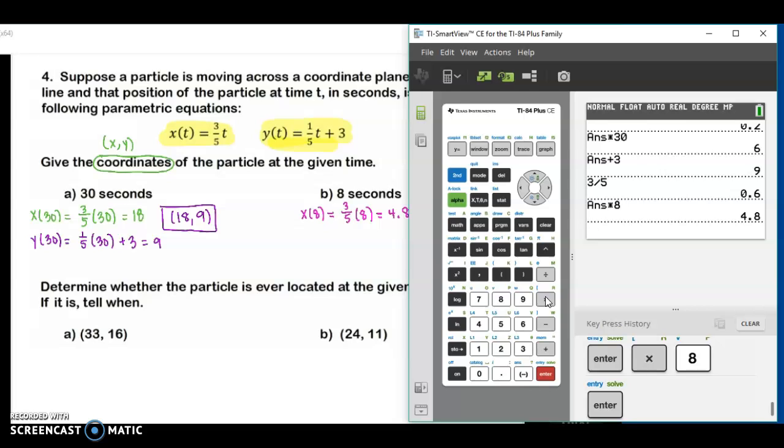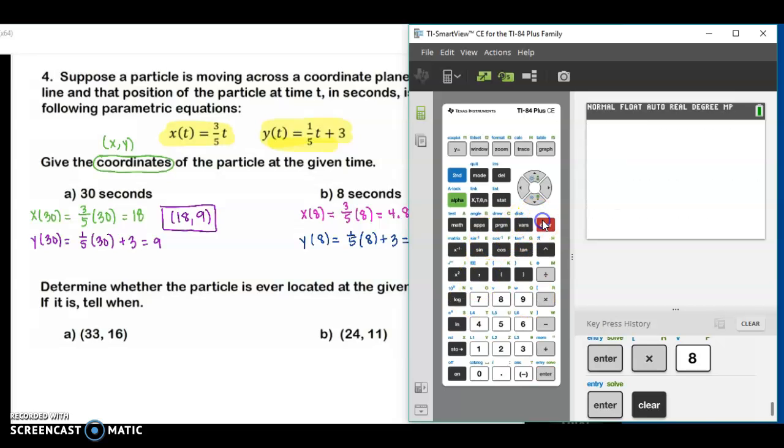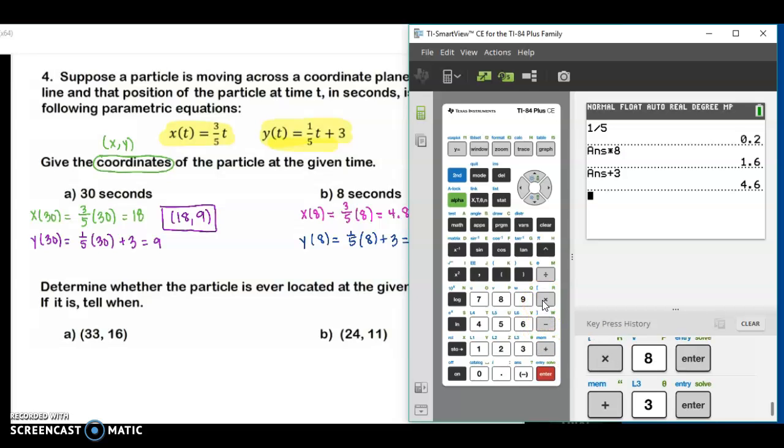And then we're going to plug 8 in for y. So 1/5 times 8 plus 3. And that will give us 4.6. So my ordered pair here, the x value is 4.8, the y value is 4.6. So parametric equations let you figure out what your x, which is the horizontal distance, and your y, which is your vertical distance, all at a certain time.